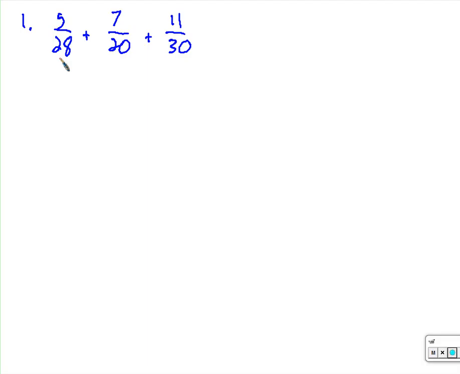Same size pieces, right? Not looking for the common denominator. Not looking for somebody to answer that question. We're going to walk through how we find that and make sure that it's the smallest one. Okay?